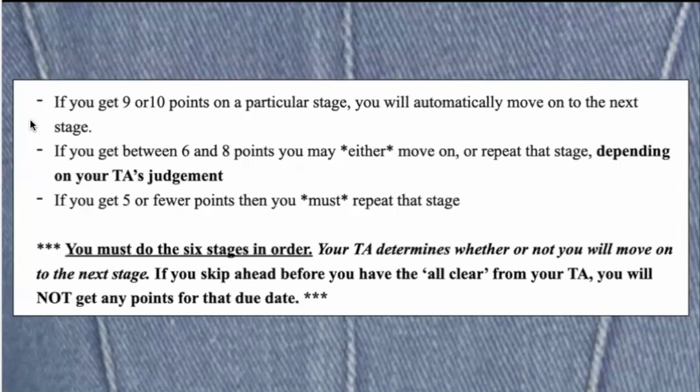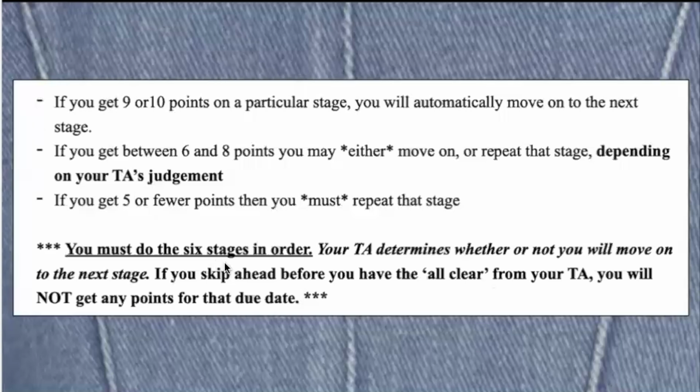If you get between 6 and 8 points, you may either move on or repeat that stage, and that will depend on your TA's judgment. Go to section, make sure your TA knows you, knows if you're sincere and trying. If you get 5 or fewer points, then you must repeat that stage.